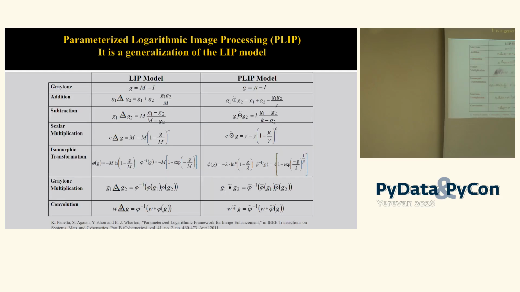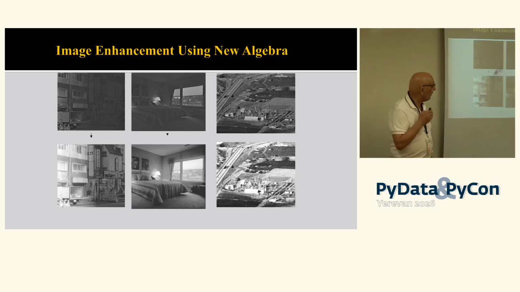This is the new algebra. It's parametric. Let's say one image is the original image, and you are taking the maximum, 255, minus the original image. And then addition is this: you are taking two images minus the multiplication of these two images, divided by some parameters. It's similar to this. We published it in IEEE Transactions, you can read it.